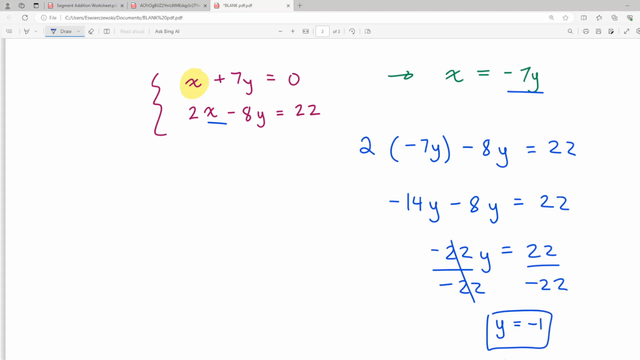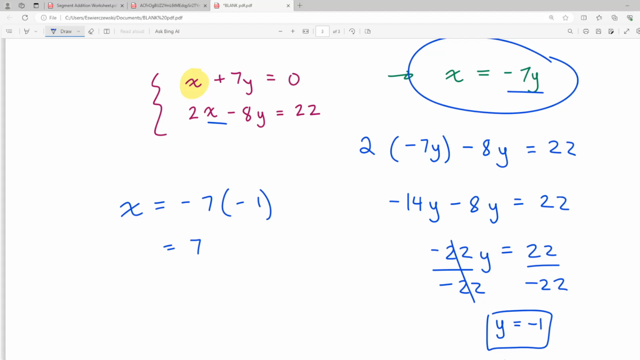We take that, we plug it in to any of the original equations. This would probably be easiest. So x equals negative 7 times negative 1, which is positive 7. And that's substitution.